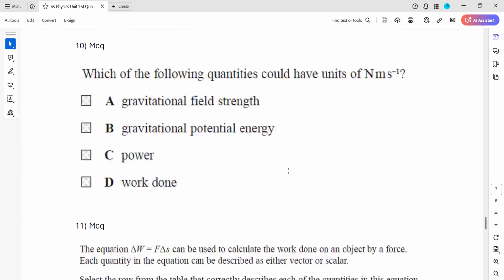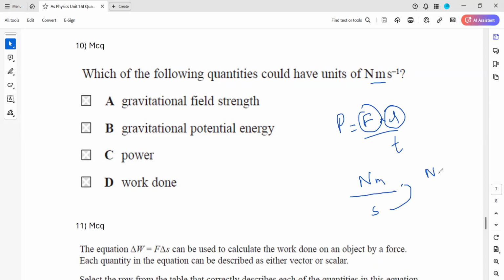Which of the following quantities could have the unit newton meter second to the power minus 1? So when we talk about power, because power is force times distance divided by time. Unit of the force is newton, unit of distance is meter, and unit of time is second. This will move, so this will become newton meter second to the power minus 1. So C will be the right answer.